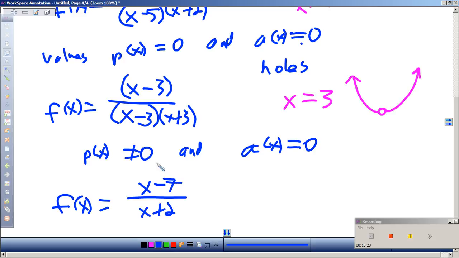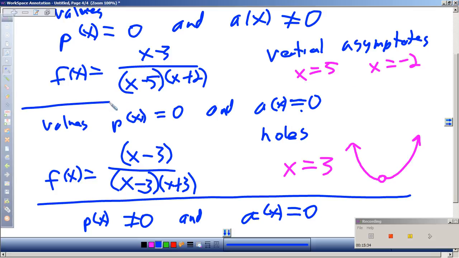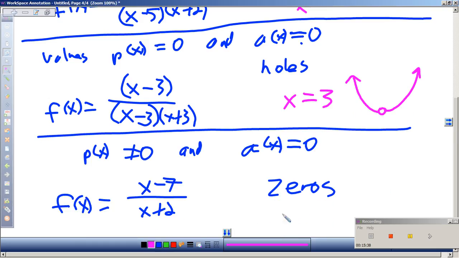What would happen if you had 0 on top? So if you plug in 7 here, the whole thing equals 0. So we generate zeros. If I put a line across here to make it clear where we're switching things, we get a 0 at x equals 7. That means when you plug in 7, the graph is at 0.